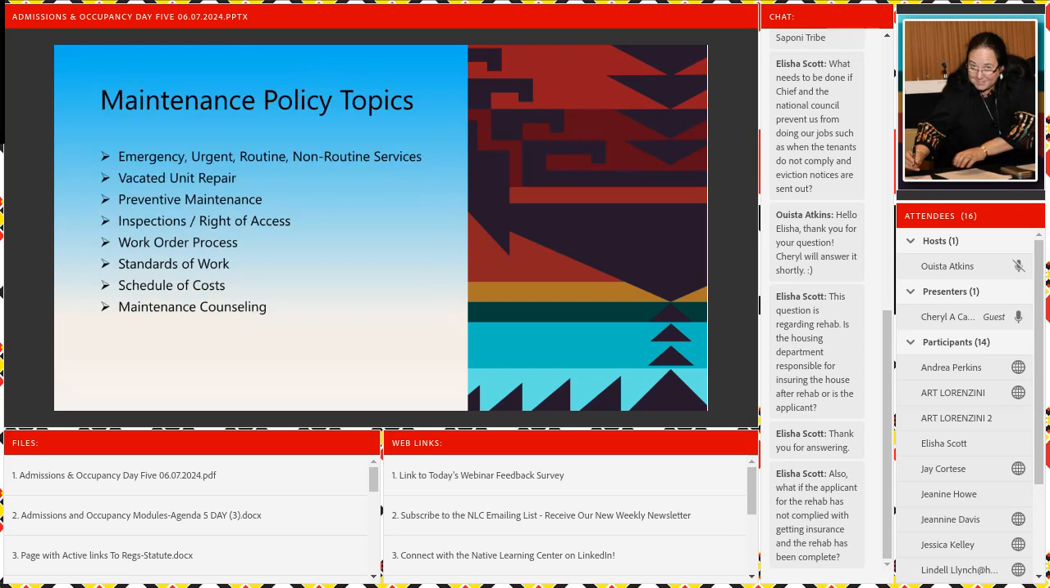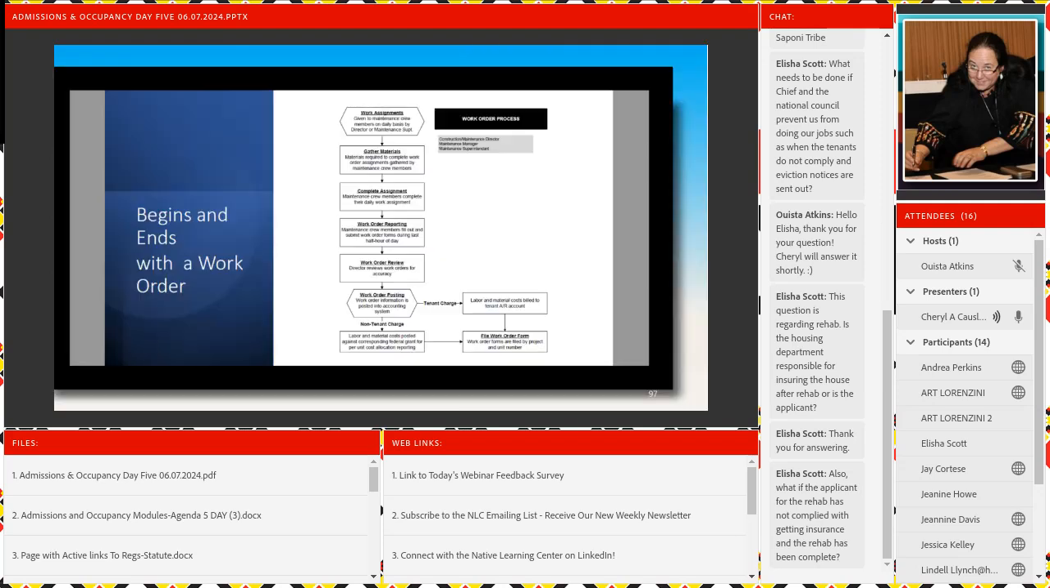So your maintenance policy topics, some of them: emergency, urgent, routine, and non-routine services. So you know the difference, okay? It should be spelled out in your maintenance policy. Your vacated unit repair, your preventative maintenance, your inspections, the right of access, the work order process, the standards of work, the schedule of costs, and your maintenance counseling. It all starts and begins with a work order, okay?